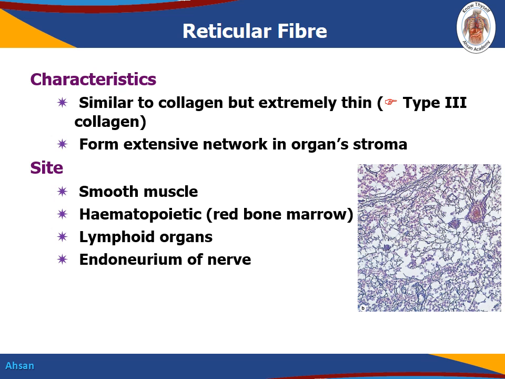Endoneurium of the neuron: the neurons are covered by a thin layer of connective tissue that is known as endoneurium. Endocrine gland stroma also contains these reticular fibers. The presence of the reticular fiber in different organs is sometimes used by the histopathologists to identify the organ and the changes in the organ.